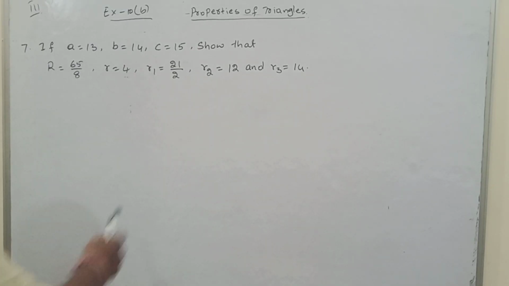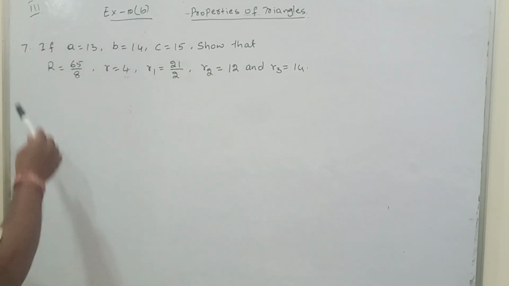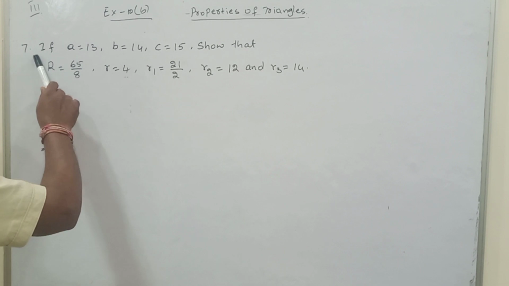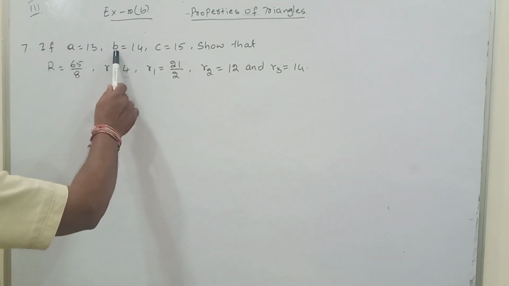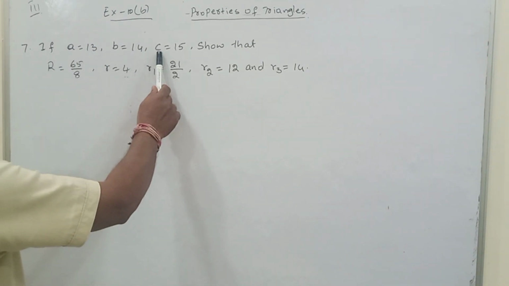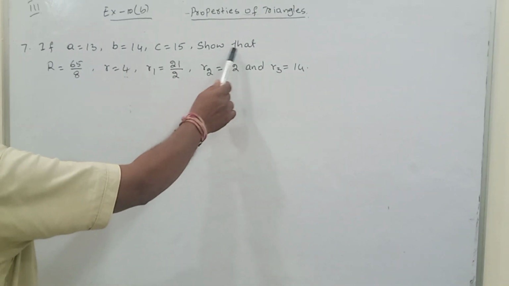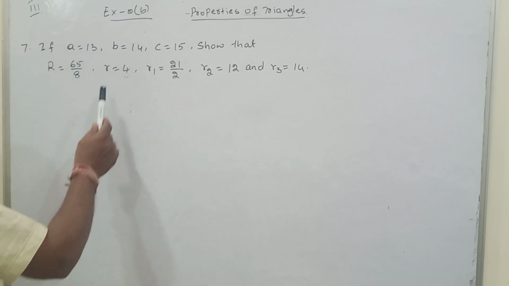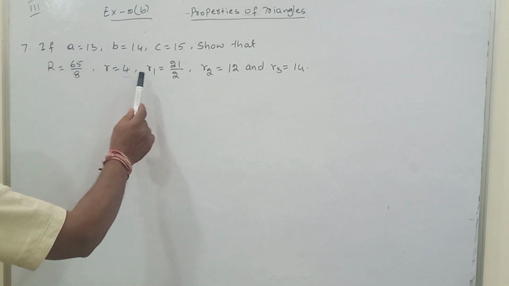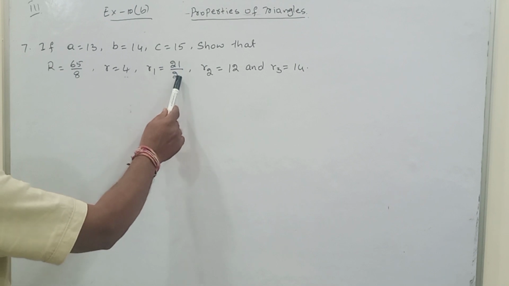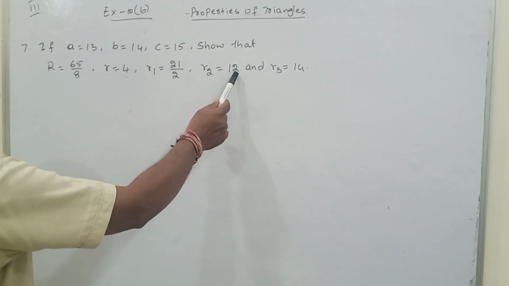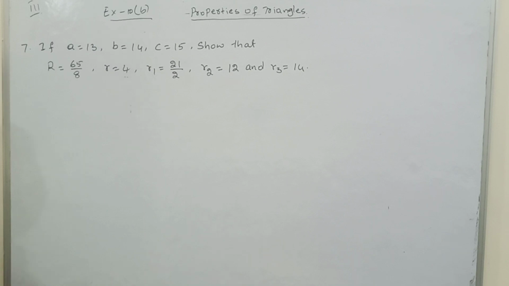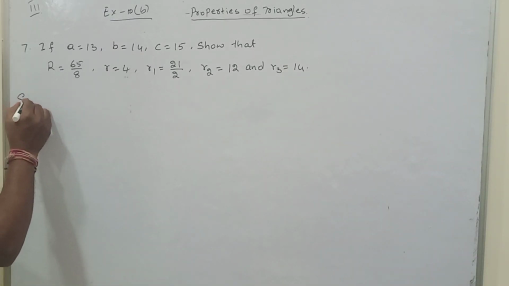Dear viewers, properties of triangles, exercise 10b, third section, seventh problem. If A is equal to 13, B is equal to 14, C is equal to 15, show that capital R is equal to 65 by 8, small r is equal to 4, R1 is equal to 21 by 2, R2 is equal to 12, R3 is equal to 14. This is the given problem. We have to find here.